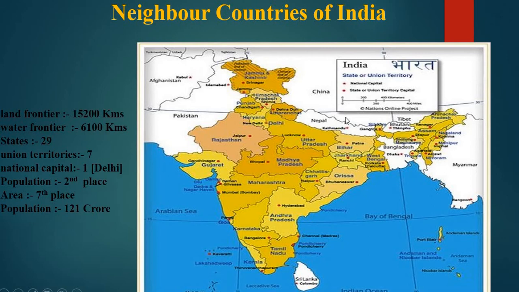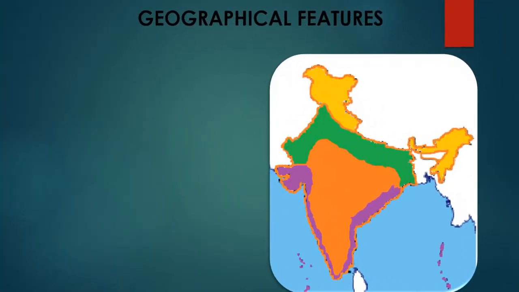So let's see the neighboring countries of India here: Myanmar, Bangladesh, Bhutan, China, Nepal, Pakistan, Afghanistan, Sri Lanka. These are the neighboring countries which share the water borders of India. So as I said, Pakistan, China, Nepal, Bhutan, Myanmar, Bangladesh, Sri Lanka, Afghanistan. So these are the neighboring countries of India.